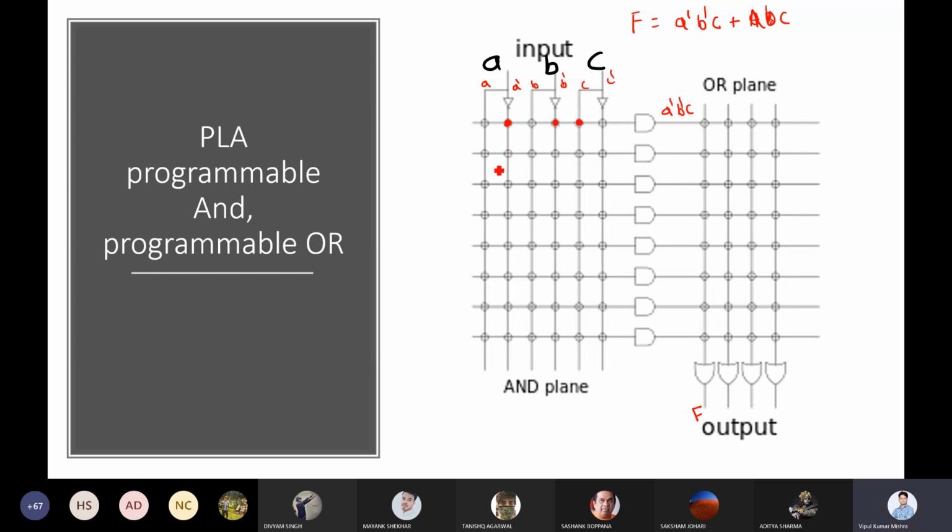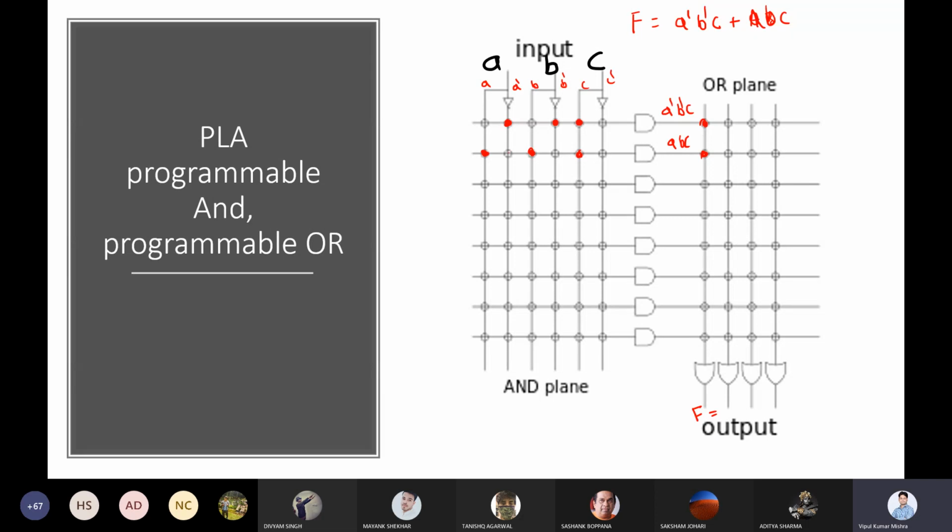Now second, what term do we require? We require A. So you'll sort this. B, you'll sort this. C, you'll sort this. So this will produce A, B, C. Right. Now, this is the final function that we want. So in this vertical array, we need to sort only this location and this location, so that you will get the function f equal to whatever is required, a dash b dash c plus abc.